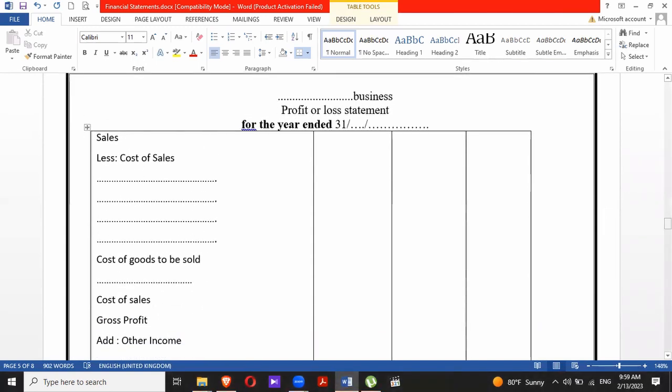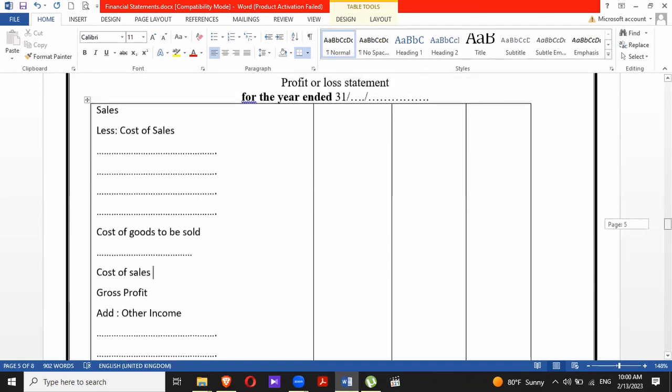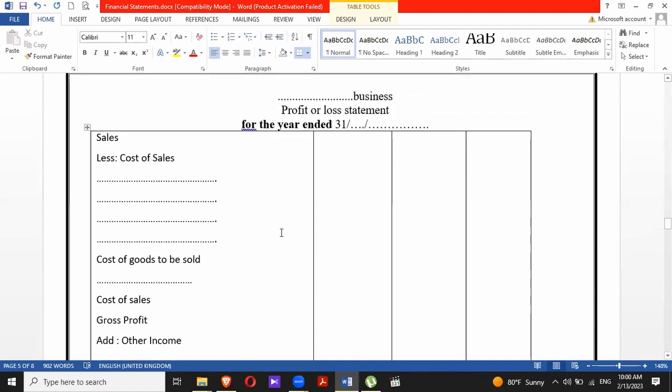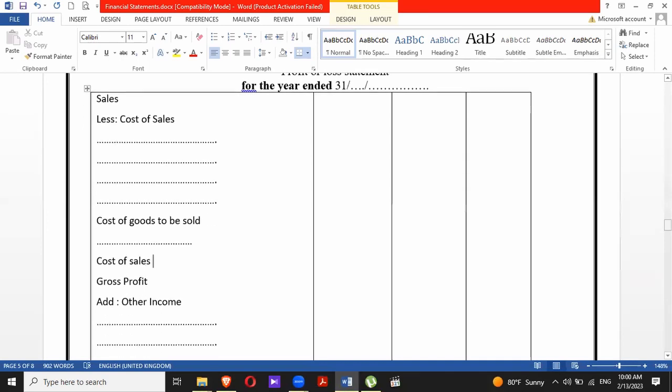First, you have to draw the profit or loss statement. When you prepare it, you have to write the name using 3 lines and then prepare a table like this with 4 columns, 1 column for description and another 3 columns for amounts. I have already explained how to prepare this structure, so this is the structure we have already prepared.